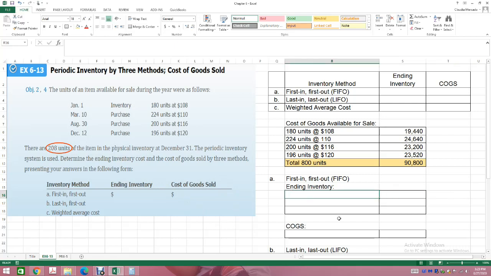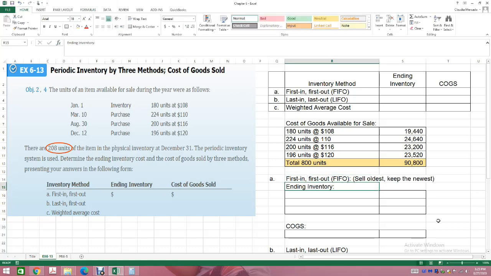So first in, first out. What does this mean? I like to use plain terms. I'm just very basic in my head. What does FIFO mean? FIFO means you're going to sell the oldest units and you're going to keep the newest. So when I do this, I like to put it out there, because I like to talk to myself a lot.